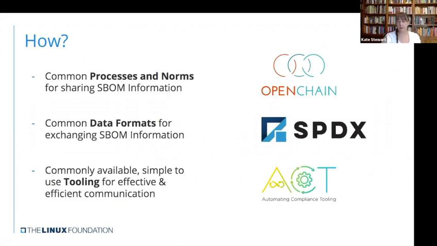How we're looking at it from the Linux Foundation's perspective is we're looking to make sure we have common processes and norms, and we're working with OpenChain for that. For the common data formats for exchanging SBOM information, we're working with the SPDX format. And we have commonly available and simple-to-use tooling. There's a group of open source projects under the ACT umbrella that are trying to find the gaps between each and then minimize them.